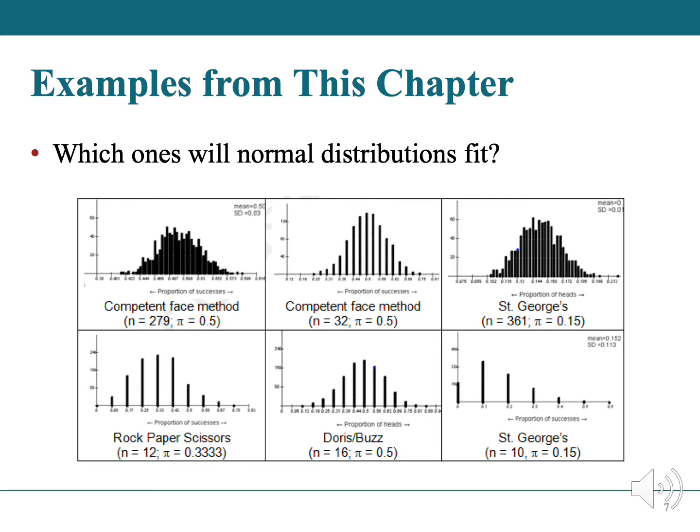The same with the second one over, the n equals 32. You see it's a little bit sparser in data, but still the same shape. And also with the St. George's, n equals 361. And notice that the shape stays the same, even though the parameter, the pi, is 0.15. So we did hypothesize a lower value, but nevertheless, we do get the same kind of distribution. So the top three, you can see they're all very similar in shape. On the second row, you have the rock, paper, scissors, where n equals 12.